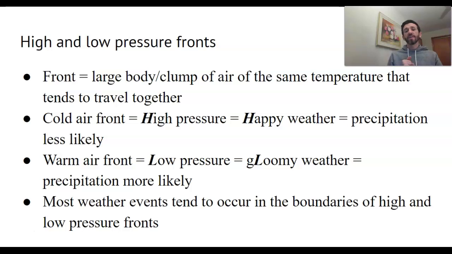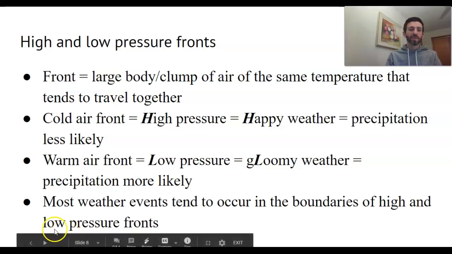Warm air front is a low pressure front, and gloomy weather. So L, low, there's an L in gloomy. There you go. So you're more likely to have precipitation with warm air fronts. But most weather events tend to occur in the boundaries of those high and low pressure fronts. And that is it for our basic principles of weather, climate, and seasons.